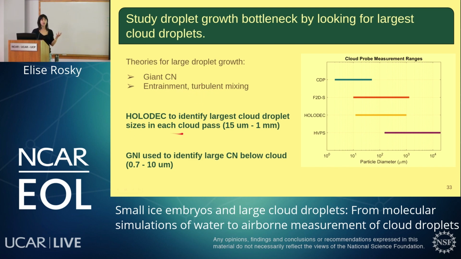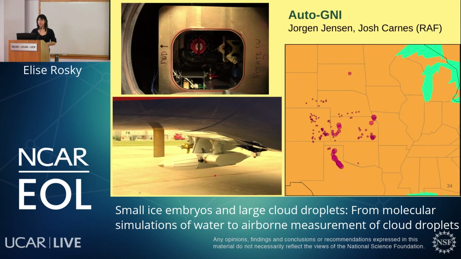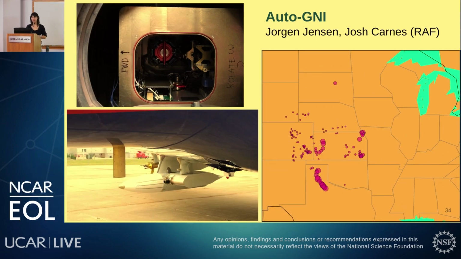But I can use the holodeck probe to identify the largest cloud droplet sizes in each of my cloud passes, and I can use the giant nuclei impactor to identify large condensation nuclei below the cloud base. So this is the giant nuclei impactor, and it was designed by Jorgen Jensen, and Josh Karnas helped me use this instrument as well during the SPEC-ULUM field campaign.